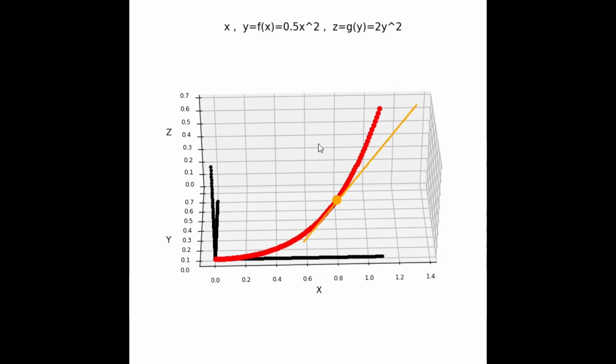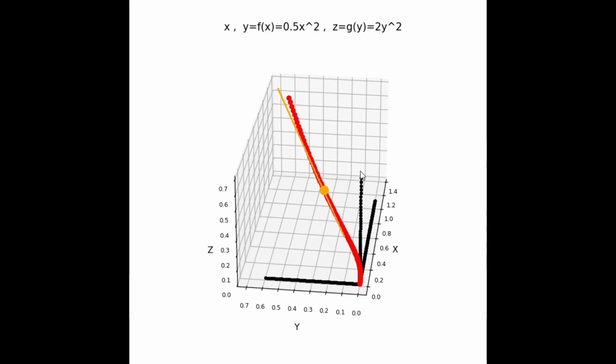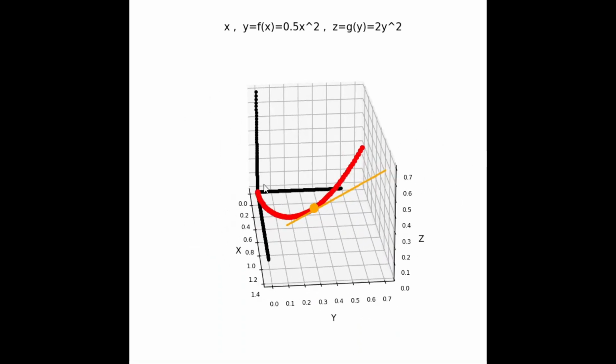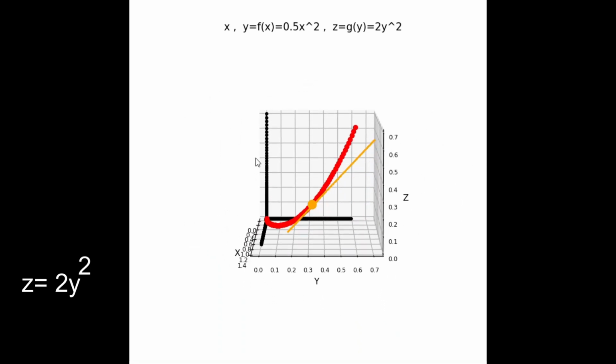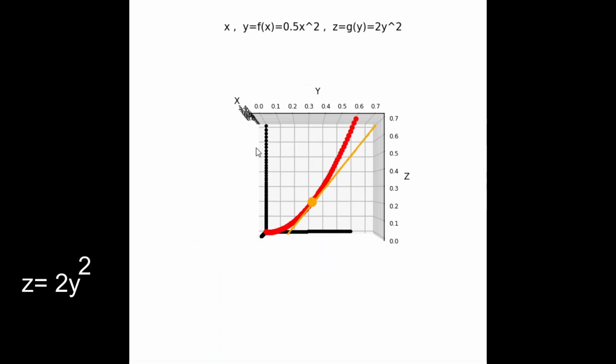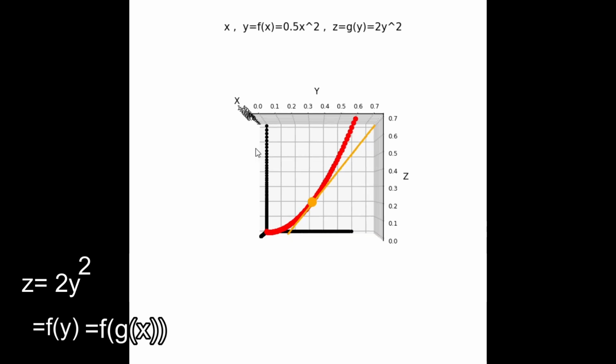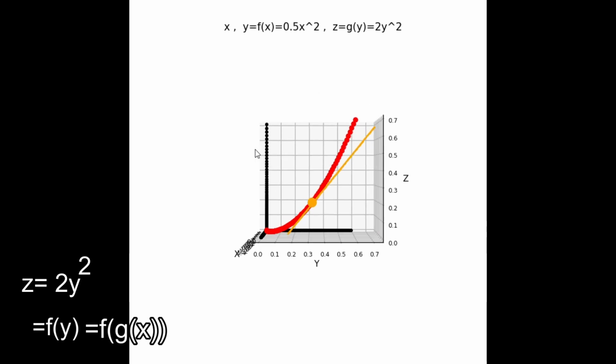Next, let's view it from the y-plane. The curve in the y-plane is z equals 2y squared. We can rewrite this as z equals f of y, which equals f of g of x. The tangent line we saw earlier now appears to have a width of about 5.2 and a height of 6.0.